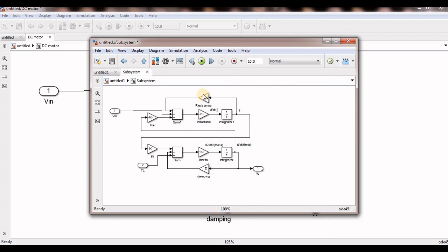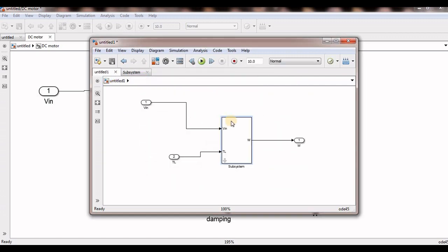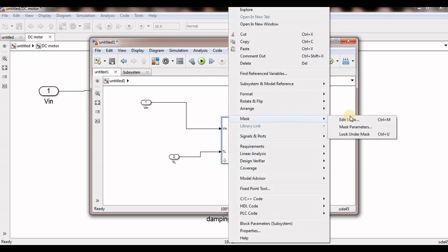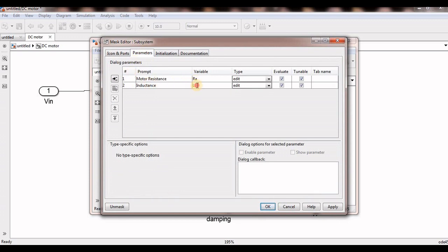But the parameter names have to match exactly. This RA and this LA should be matched exactly with whatever parameters we have given, this RA and this LA, otherwise it won't take it.